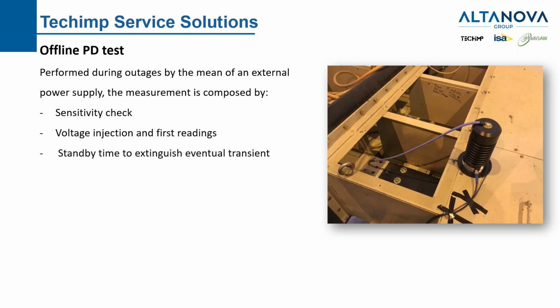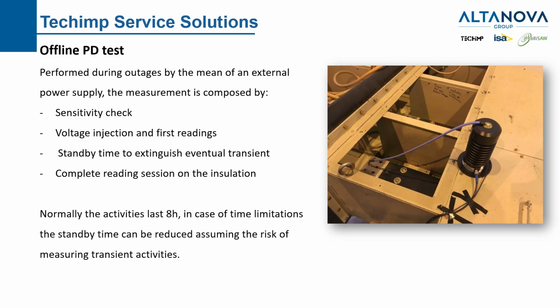solution. Normally, we do a sensitivity check first by injecting a charge into the sensor connected to the winding. Then we make voltage injection and the first readings. We have to wait the standby time to extinguish eventual transients that we always see because it's a very cold machine in this case. And then we complete the reading session with further measurements and we make our evaluation. Normally, this activity takes 8 hours, I would say one day.